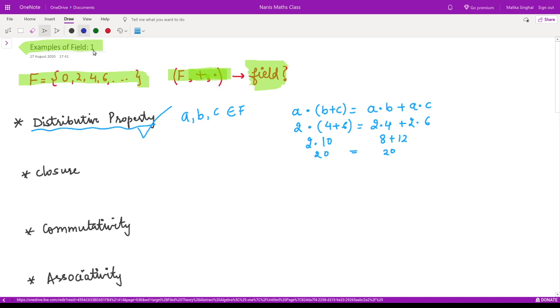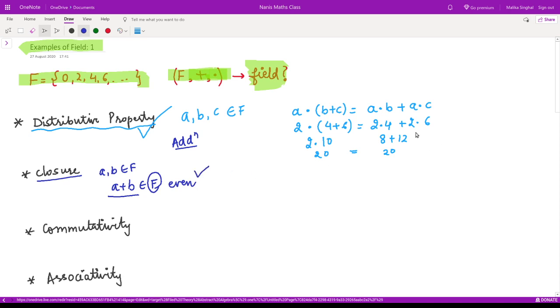Now let us look at the closure property. With respect to addition, let us first see that. What is that? If I take any two elements a, b from the set F, then adding these two, they should again belong to the set F. Now you can see that the set F contains all non-negative even integers, right? So if I add these two, I'll again get an even integer. So obviously this belongs to the set F. So closure property under addition holds.